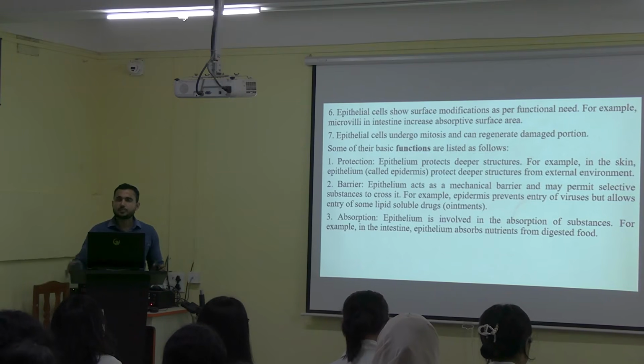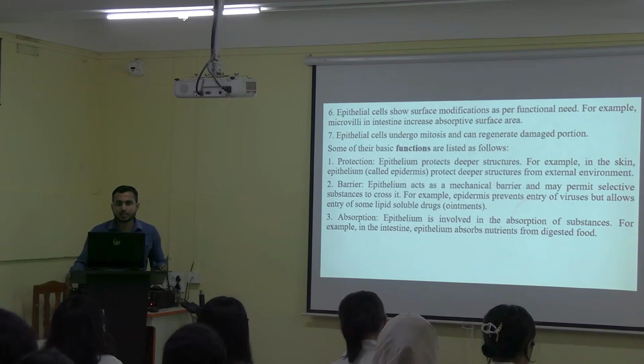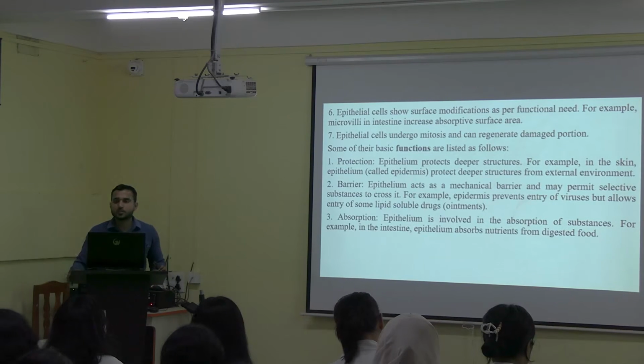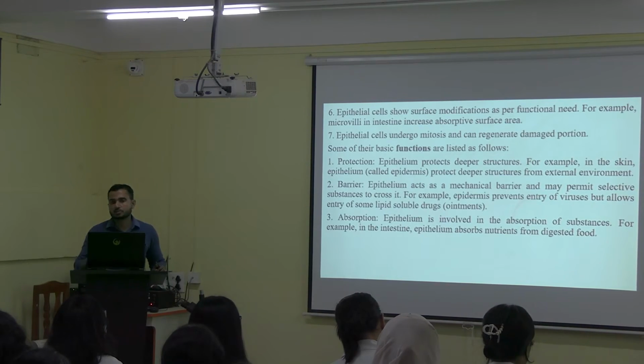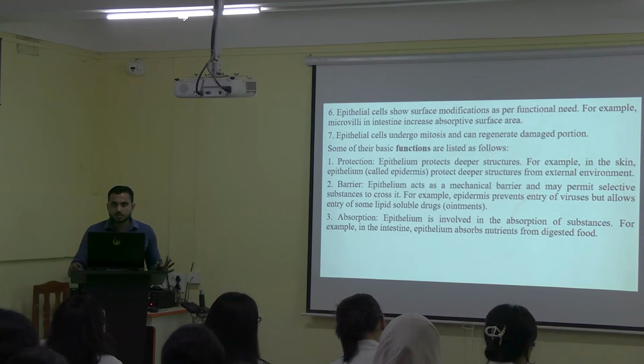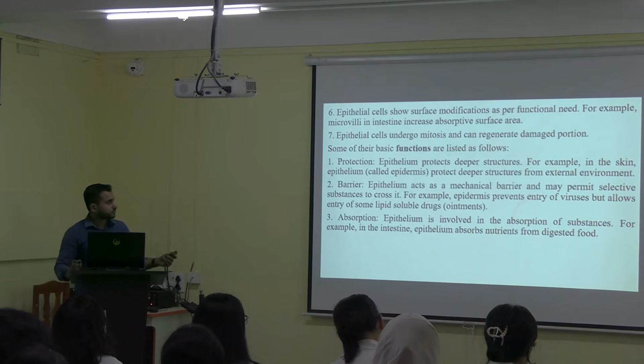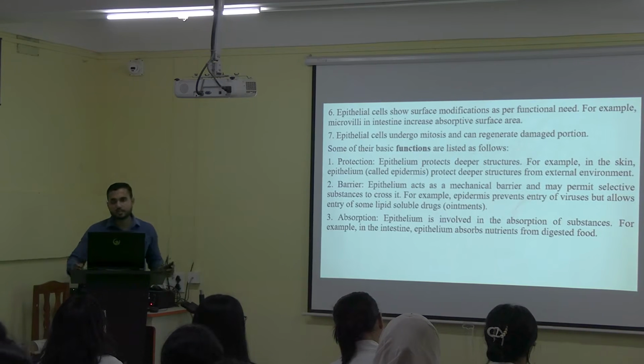If you take the example of respiratory tract, there you will be getting cilia. If you go to reproductory tract, especially in case of fallopian tube, there also you will be getting cilia. Okay. So those are the modification of the cell surface of epithelial tissue, for different purposes. Next, epithelial cells undergo mitosis and can regenerate the damaged portion. So these are some important features of the epithelial tissue.